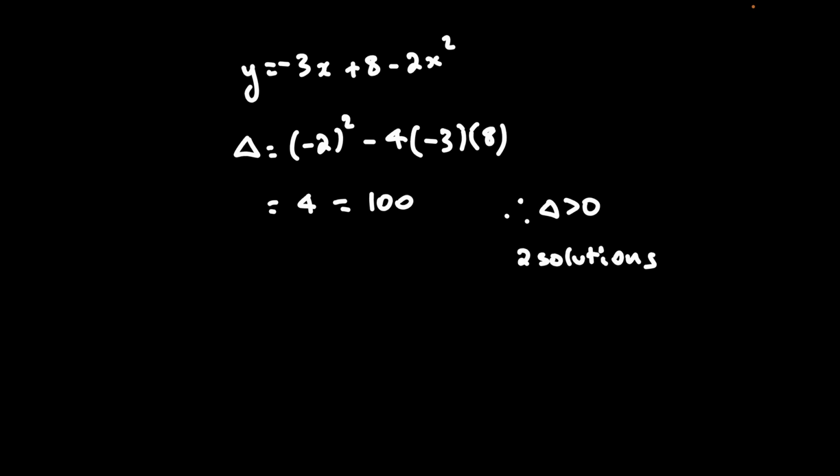Another trick you can use is you can work out if your discriminant is a perfect square. In this case, the square root of 100 is simply equal to 10. That means your two x-intercepts will simply be whole integers, which means your entire quadratic factorises neatly. So that's a very nifty trick you can use.